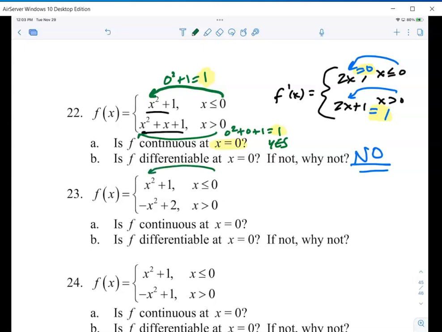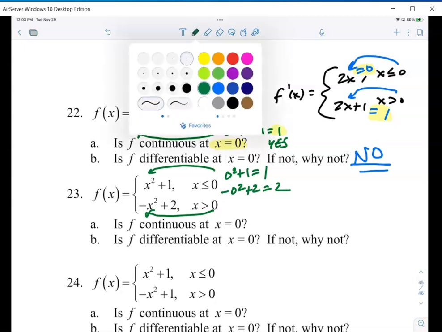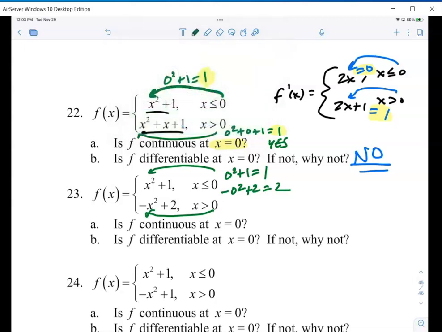This one, plug in 0. 0 squared plus 1 is 1. Plug in 0. Negative 0 squared plus 2 is 2. Is it continuous? No. And honestly, if it's not continuous, it can't be differentiable because differentiable functions have to be continuous. So I can immediately say no for differentiable.